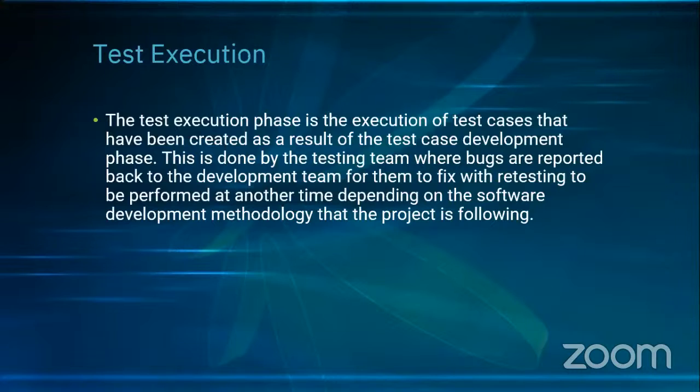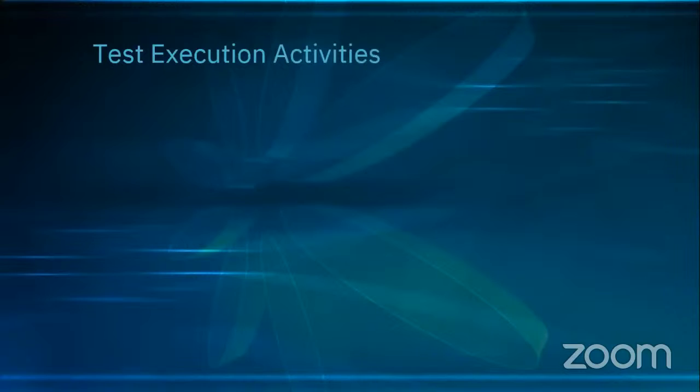So anything can happen to it. So it might cause it to fail. So you have to check that other functionalities are working as expected. So that's the way it is. So let's go back. What are the test execution activities?